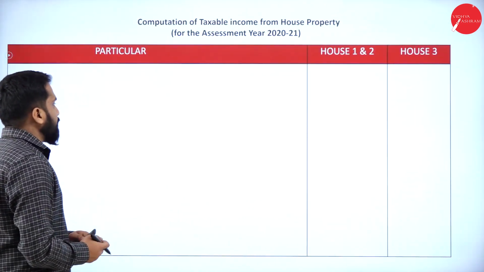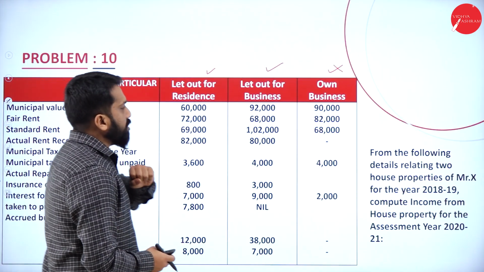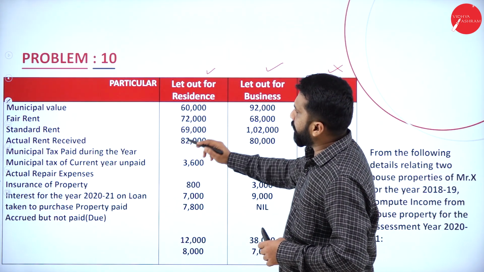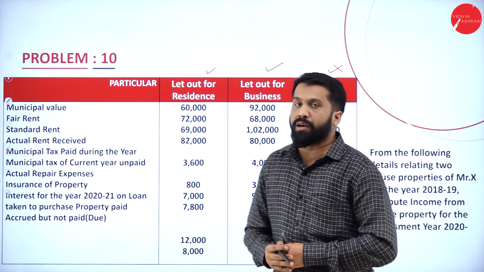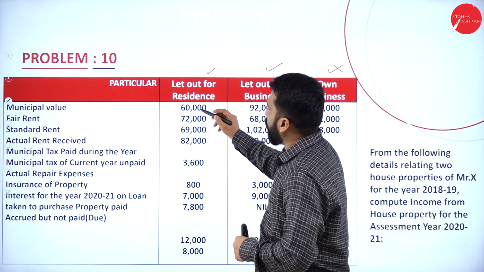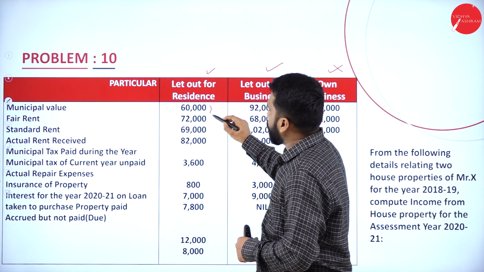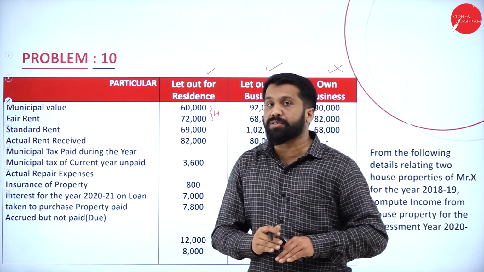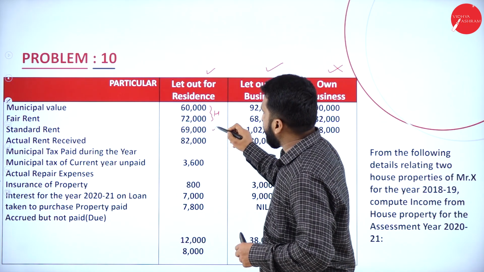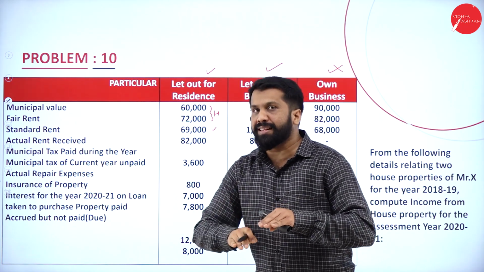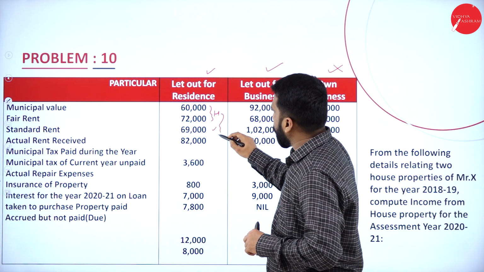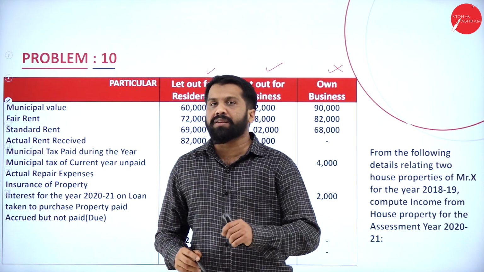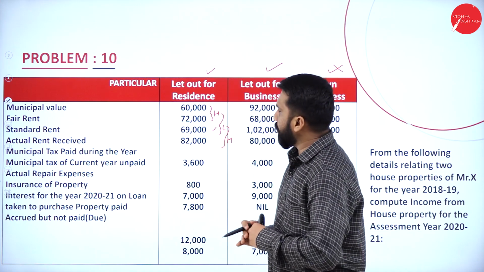Now, we'll go for the answer. Before that, these are the informations you have. How to calculate now? You have municipal value, fair rent, standard rent, and actual rent received. You will go for municipal value and fair rent, whichever is higher. Then, from that answer, you compare with your standard rent, whichever is less. Finally you will go for whichever is higher, that will be your actual rent received. We'll go for that calculation later.